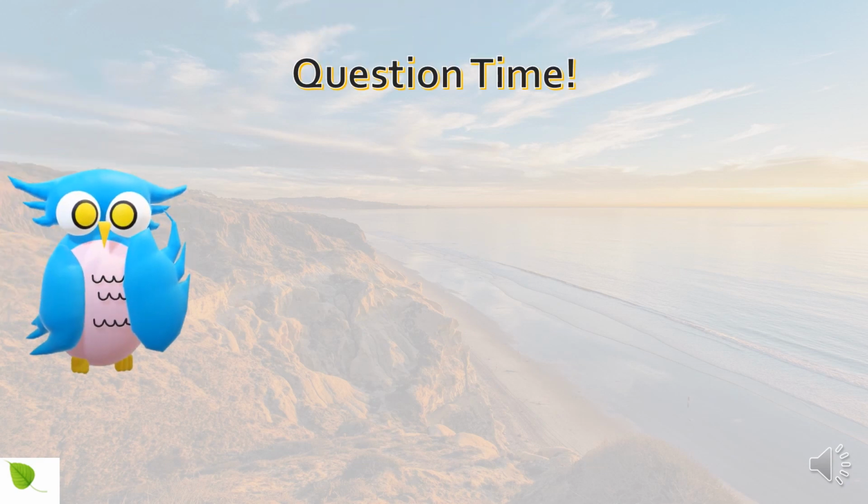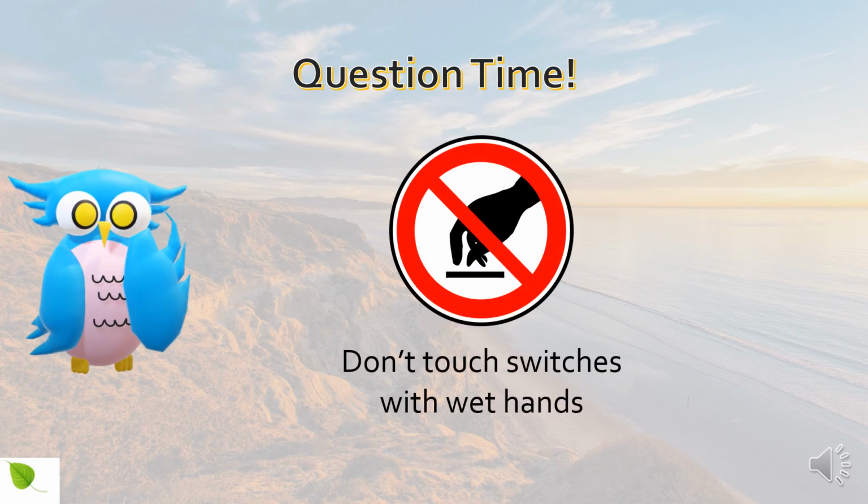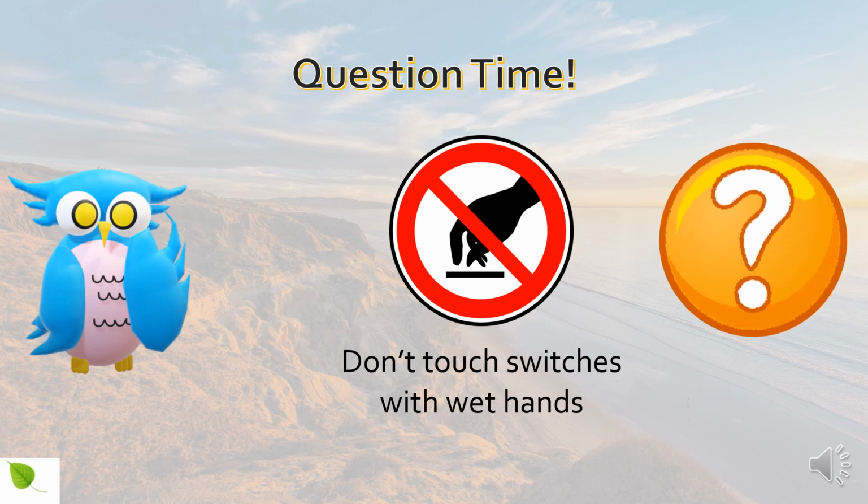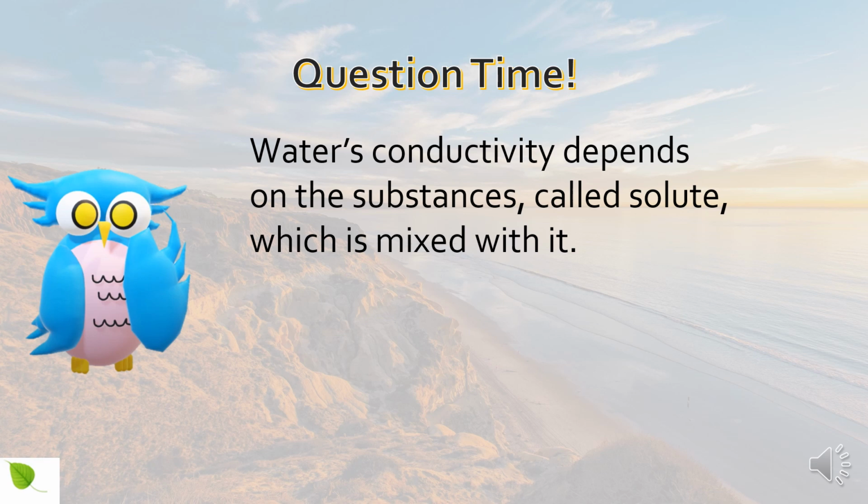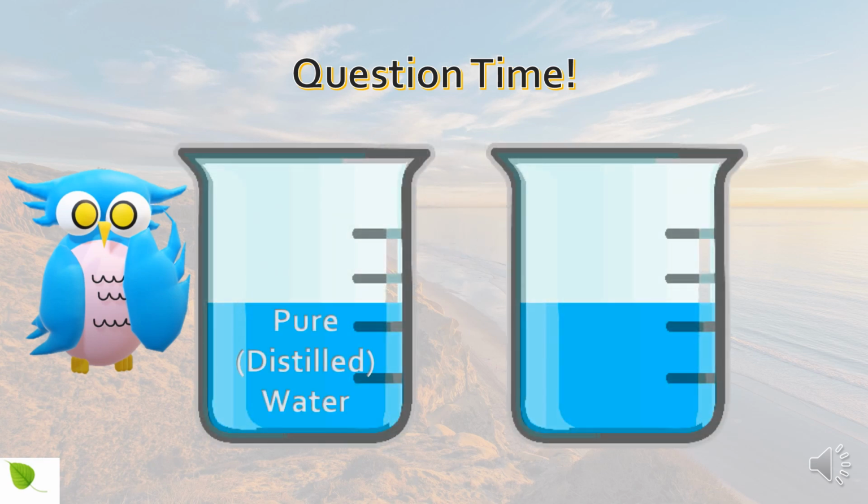It's question time! You've probably seen the "don't touch switches with wet hands" sign. But why? Water isn't a conductor, right? Water's conductivity depends on substances called solutes, which are mixed with it. In other words, a beaker of pure water will not conduct electricity, but a beaker with, say, salt will.